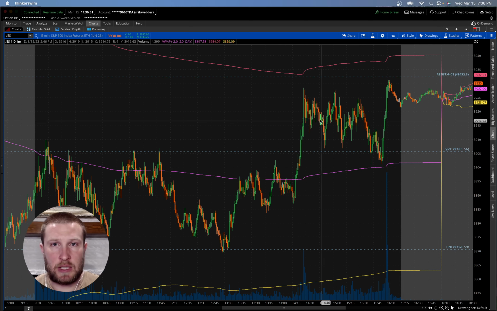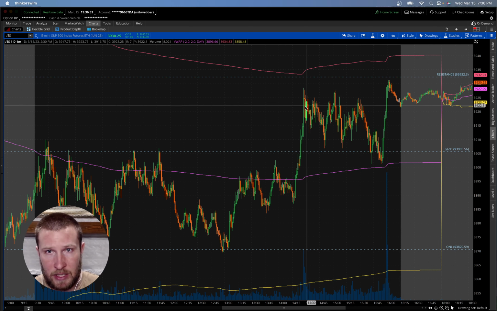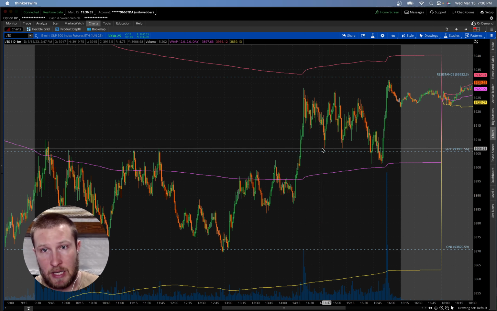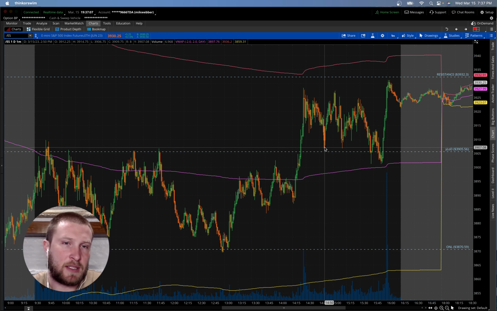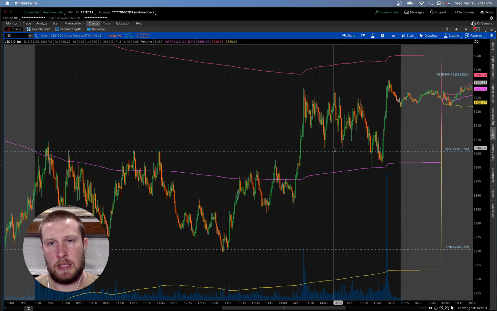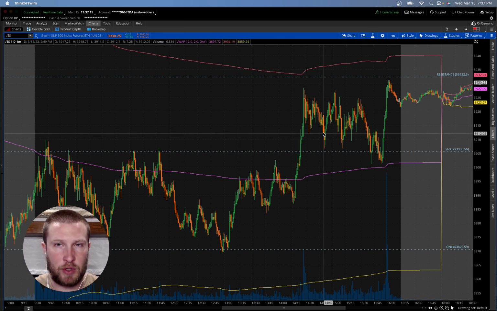And unfortunately, it was right here on this pullback where we actually tested yesterday's low of day, where I had to step away from the computer and get my daughter to sleep. She was not feeling very good. And so I completely missed this. I was pretty upset with myself, but you got to do what you got to do when you're a dad. So I completely missed this play, and that's fine. It would have worked out pretty well.